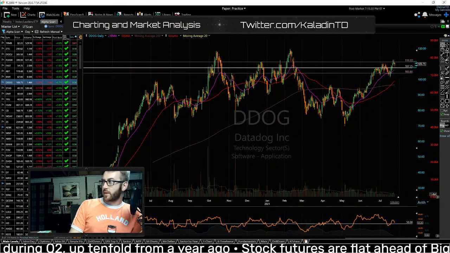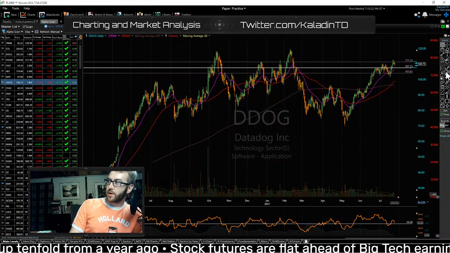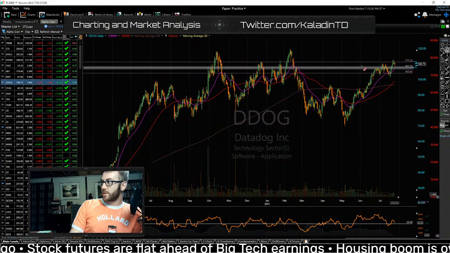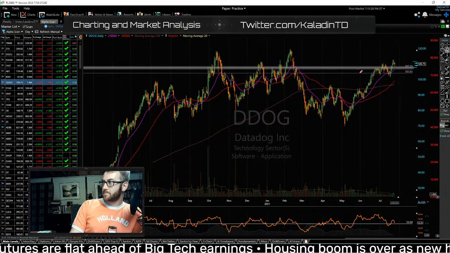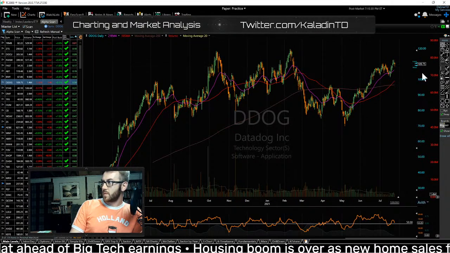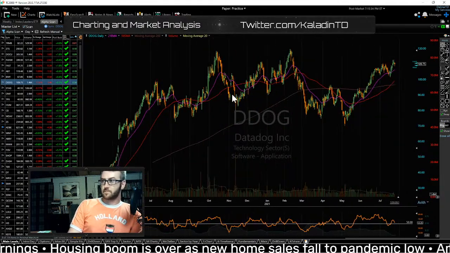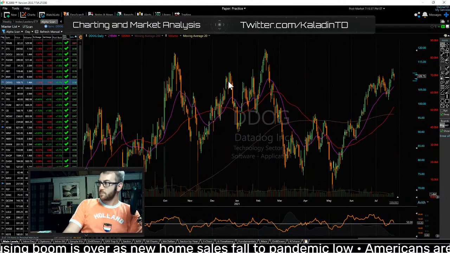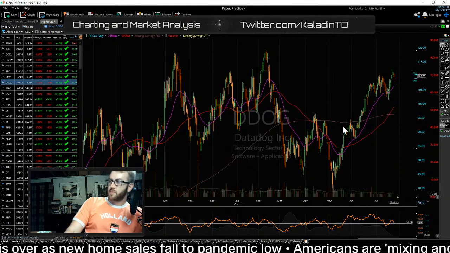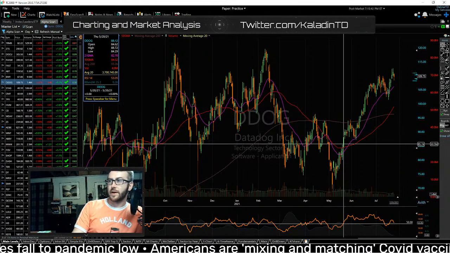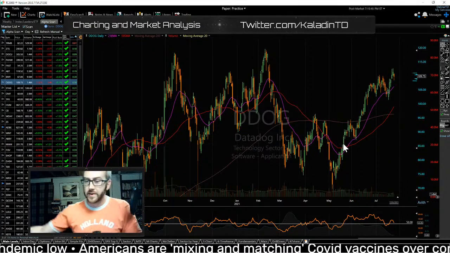D-Dog looking like a potential cup and handle forming here. Let me get rid of these lines here. So it's been holding the 21 nicely ever since it broke above on May 20th.